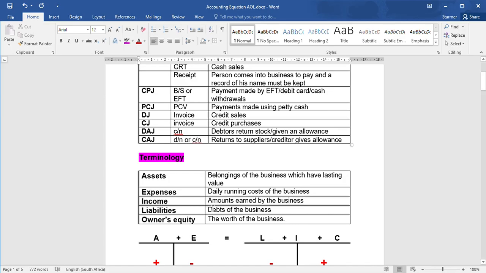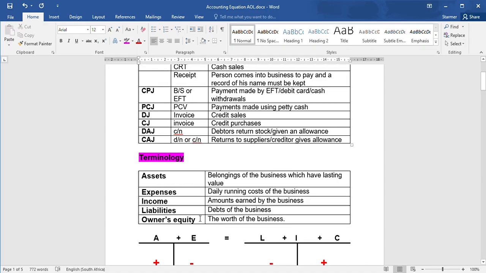Income is any amounts earned by the business. The most common one you deal with here is your sales. Liabilities are the debts of a business, what you owe to outsiders. And then owner's equity is the worth of the business. Okay, so owner's equity, what the business is actually worth.